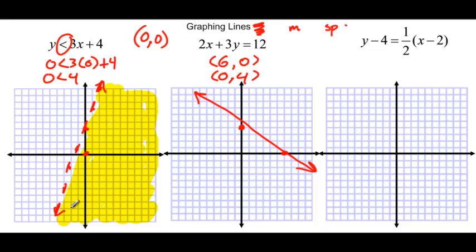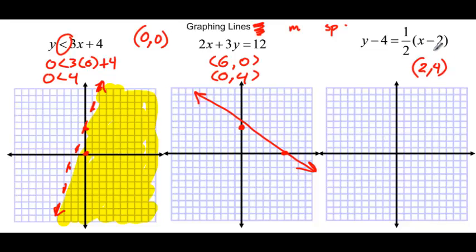Okay, that wasn't the best straightest line, but good enough. Now, it's going back to point slope form. You don't always have to convert it to this form or this form to graph. You need a slope and a starting point. So let's look at the starting point right here. The starting point here is (2, 4).